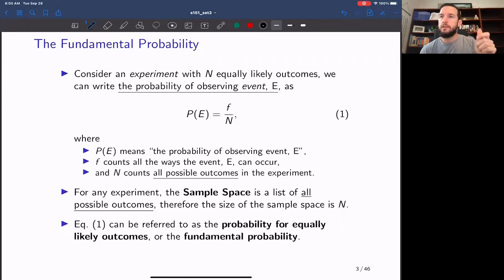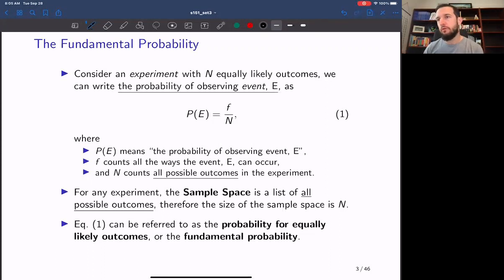We're going to talk about each component of this calculation separately. For example, the next thing that we will do is discuss what is called the sample space. And the sample space is essentially just a list of all of the different outcomes that can occur within an experiment. So the sample space is a list of size capital N that shows us all of the different things that can happen within a particular experiment.